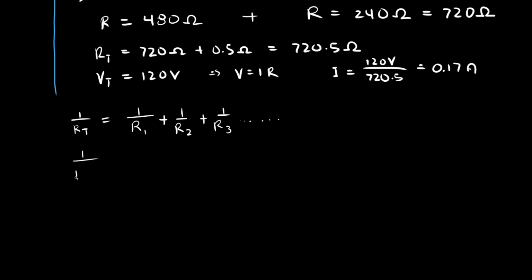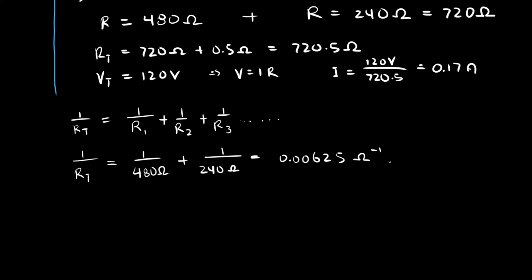So the reciprocal of the total resistance of these two light bulbs would be 1 over 480 ohms plus 1 over 240 ohms, which equals 0.00625 ohms to the negative 1 power. Now to find the total resistance, all we need to do is take the reciprocal of both sides. So this becomes the resistance total equals 1 over this value, which is 160 ohms.